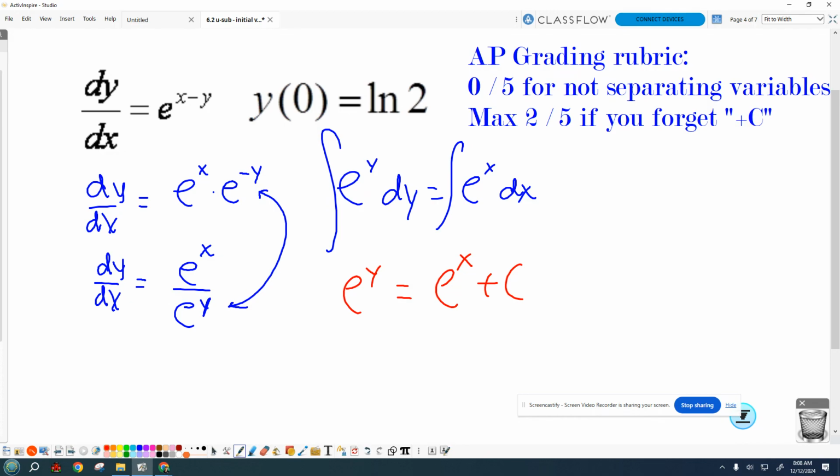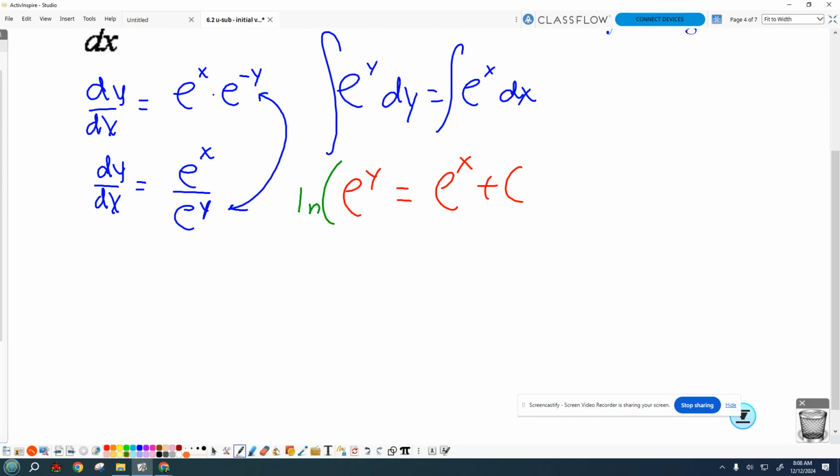Who gets to decide? Claudia. Should I plug in, and there is no right answer, there's just 2 different choices. Should I plug in my initial value now to solve for C, or should I get y by itself first? Your choice. Y by itself, okay. How do I do that? Natural log.